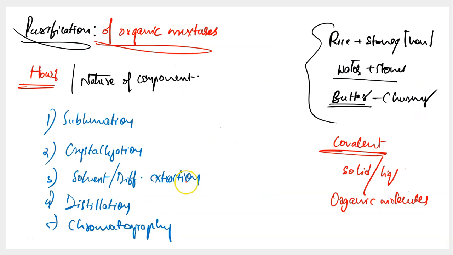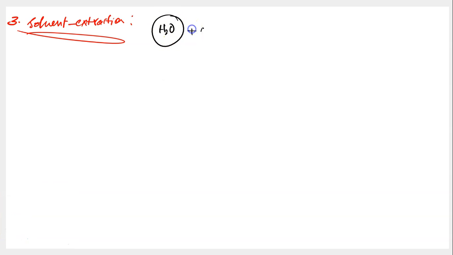Now we are going to talk about the third method, which is differential extraction, which can also be called solvent extraction. This third method is only applicable when you are talking about a mixture consisting of one aqueous medium and one oily medium. As in, solvent extraction is only applicable for organic molecules or organic mixtures in which one of the components is water and the other one is oil.